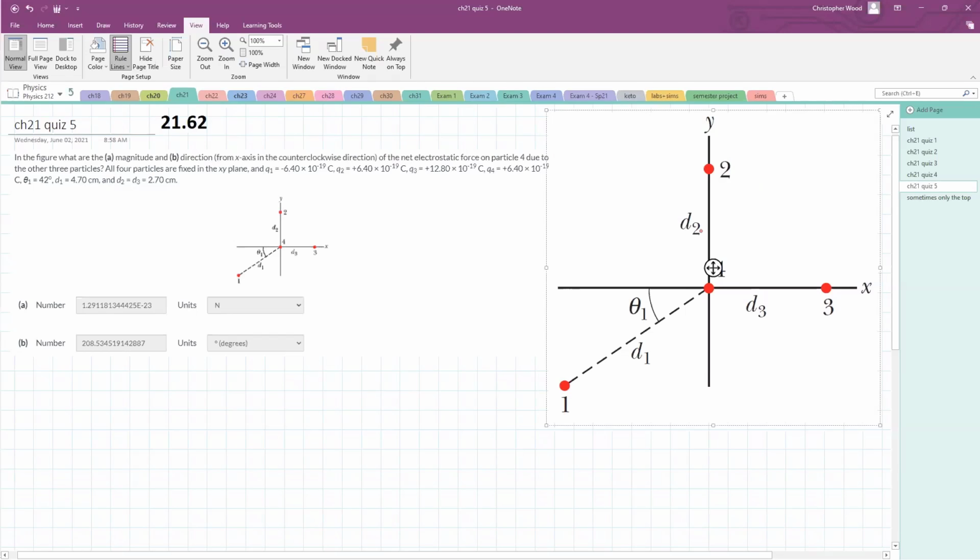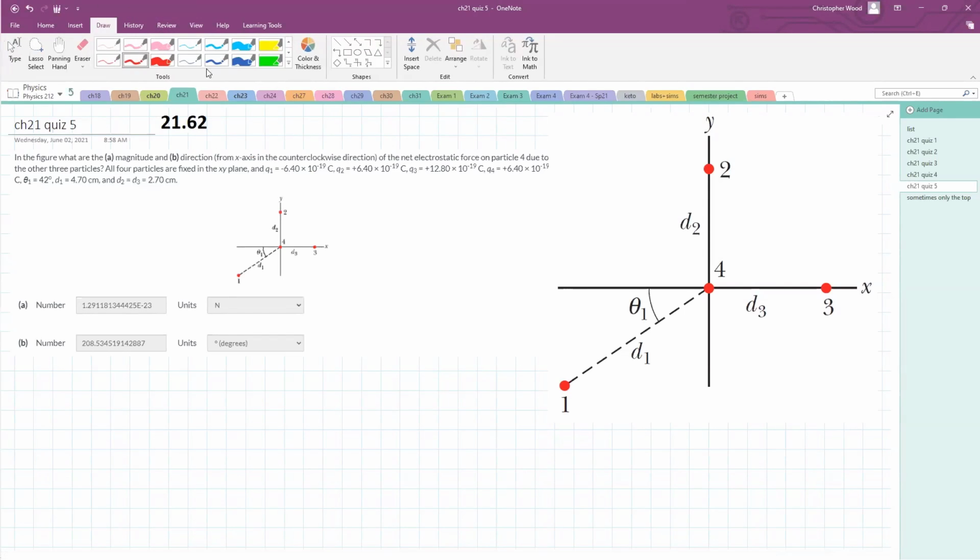What's the net charge? So here are the particles. I have particles 1, 2, 3, and 4, as you see here. And I have this visual here because it's just easier to read. There's Q1, Q2, Q3, Q4. And the question is, what is the net electrostatic force on particle 4 due to the other 3 particles?